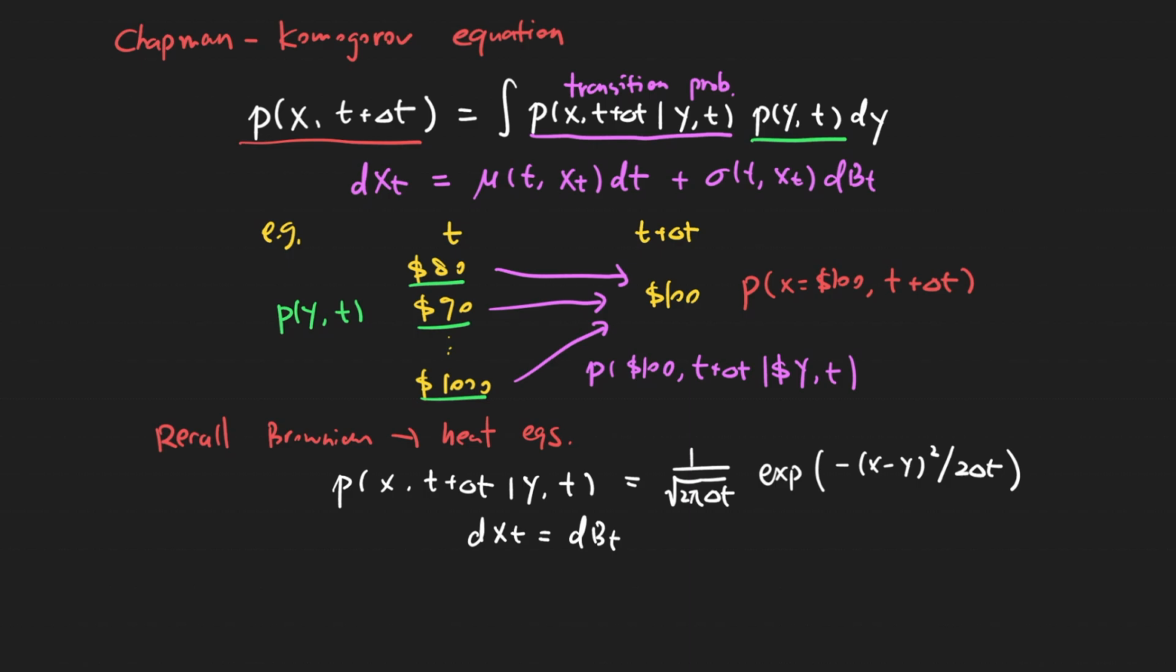But let me reparameterize this a little bit. I'm going to define the jump size as z equals x minus y. We can replace y with x minus z, and for the Gaussian, we can replace this with z squared. See here that the key is that the transition probability does not depend on the position x. Regardless of where we make the jump, the transition probability is the same.